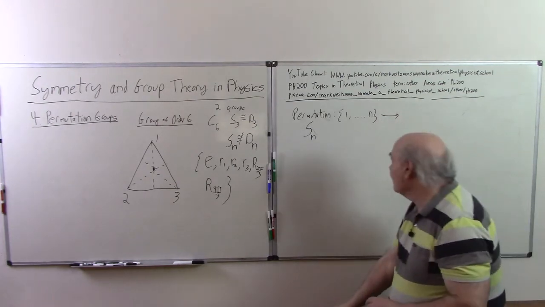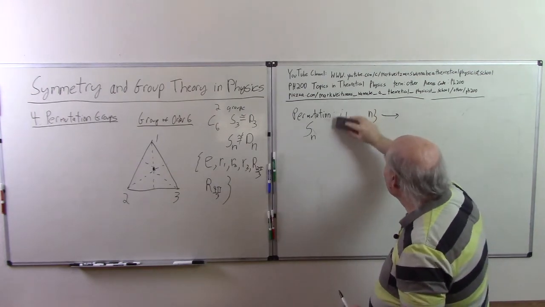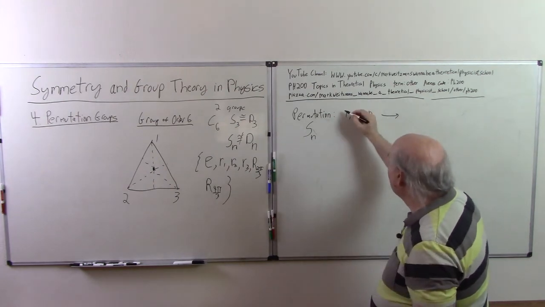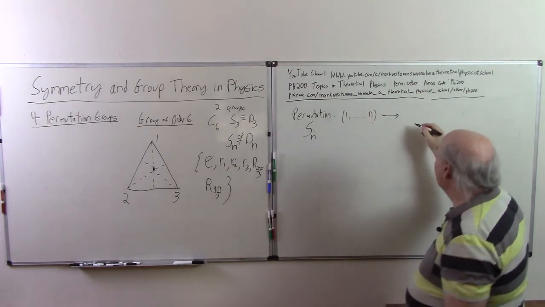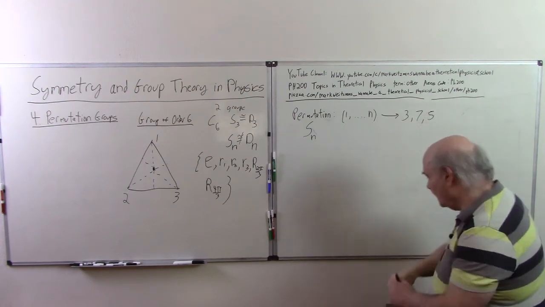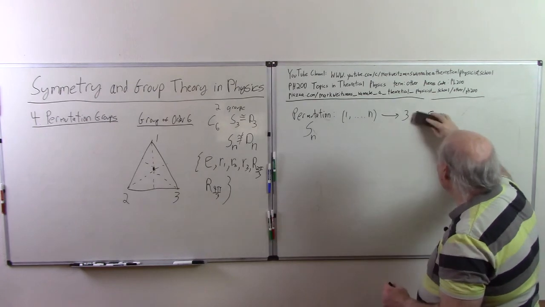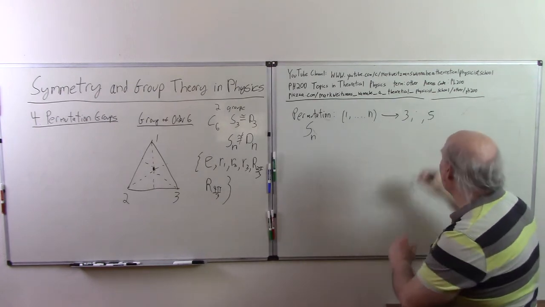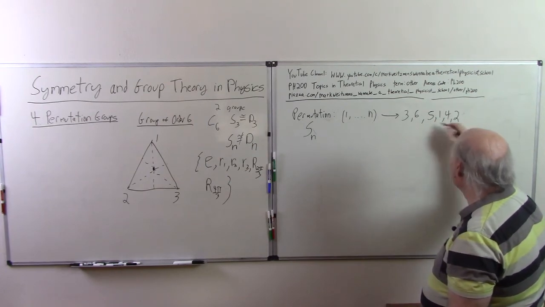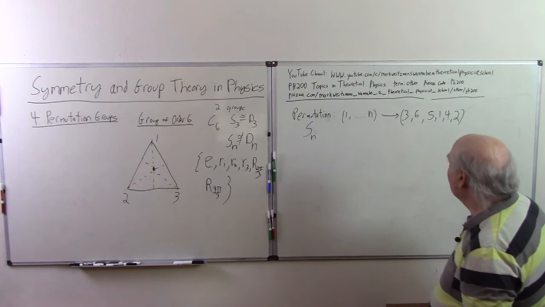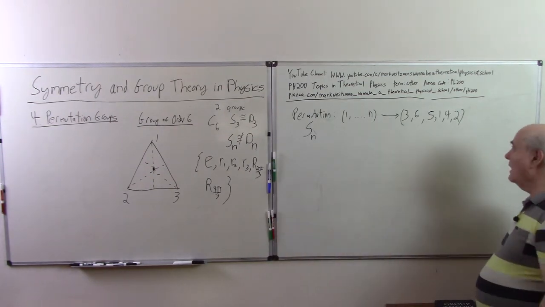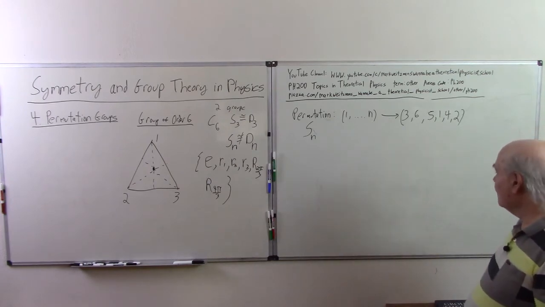I don't want to use a set. I'm going to use an ordered pair, an ordered n-tuple. So this might go to 3, 7, 5, oops, it only goes up to n, 6, 1, 4, 2. So that's a permutation. Every integer goes to another integer, and none are left out. It's 1 to 1.